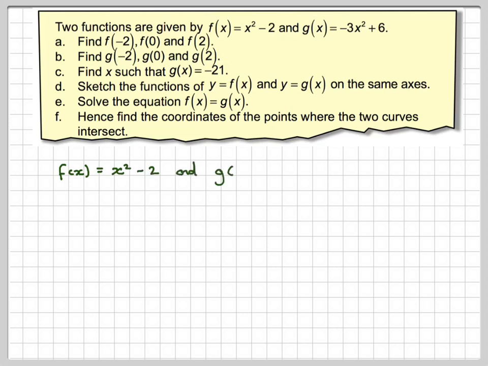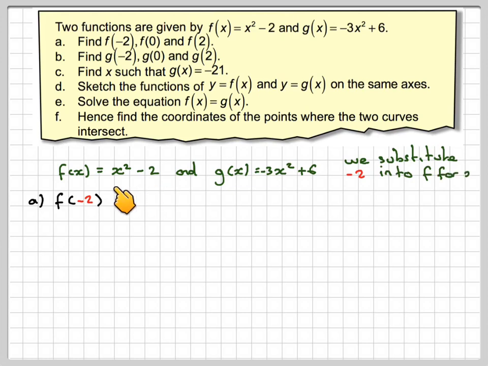So you've got f of x is x squared minus 2 and g of x is 3x squared. Sorry, correction, minus 3x squared plus 6. So, f of minus 2, what does this mean? Well, everywhere there's an x in here, you need now to replace it with a minus 2.